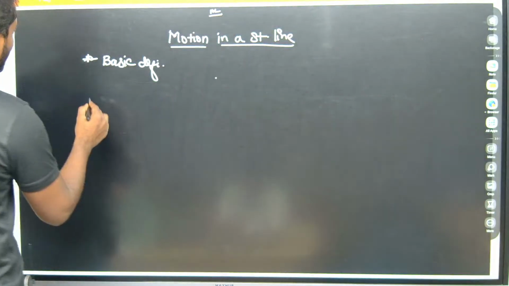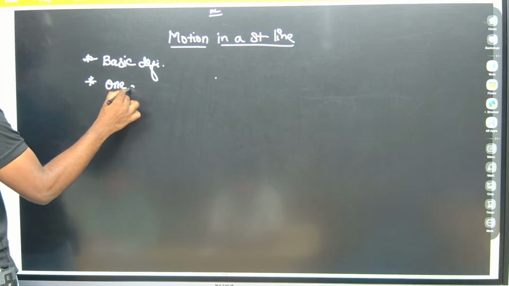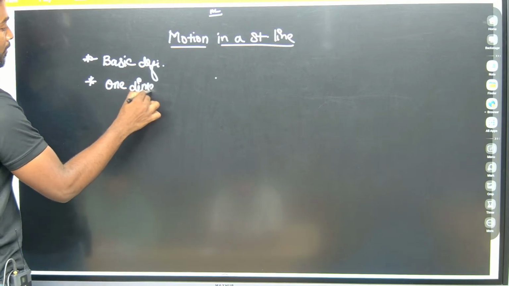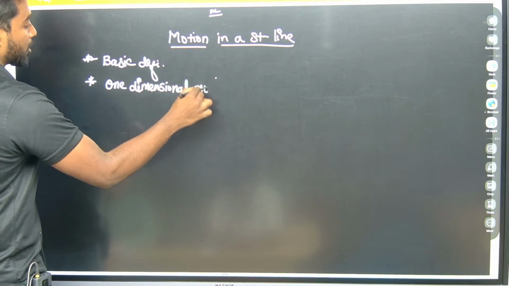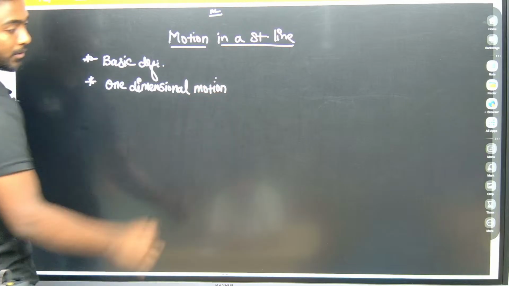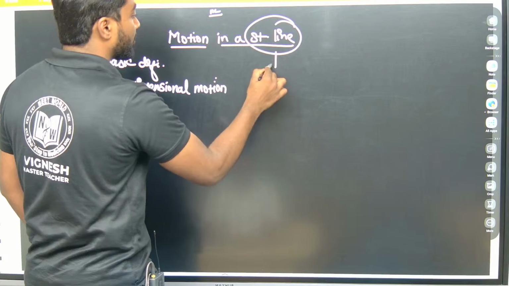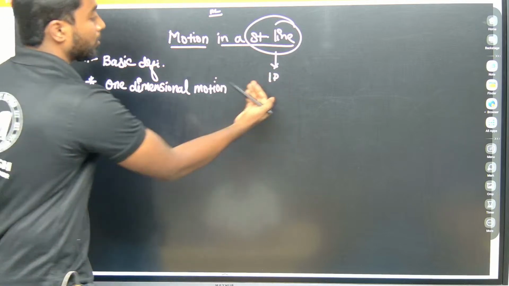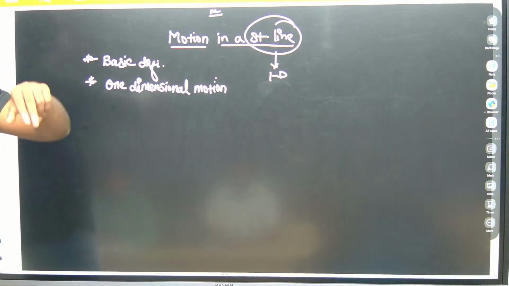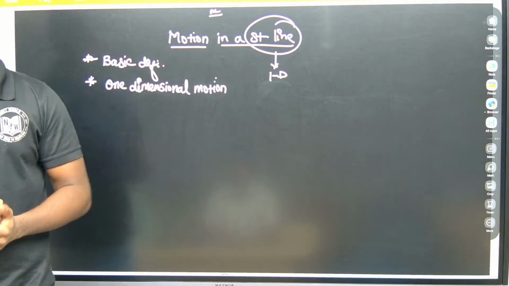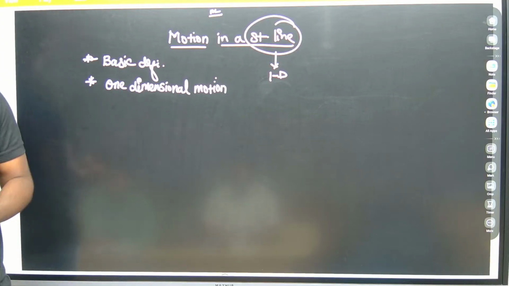Then we went to the topic one dimensional motion. So, straight line, we are discussing 1D right now. When it goes to 2D, the next chapter is coming, that is motion in a plane. That one we will discuss in the upcoming sessions.